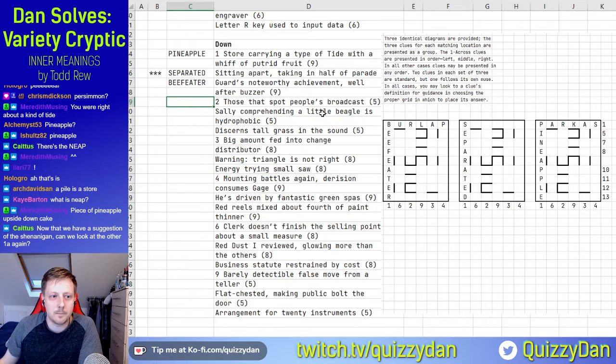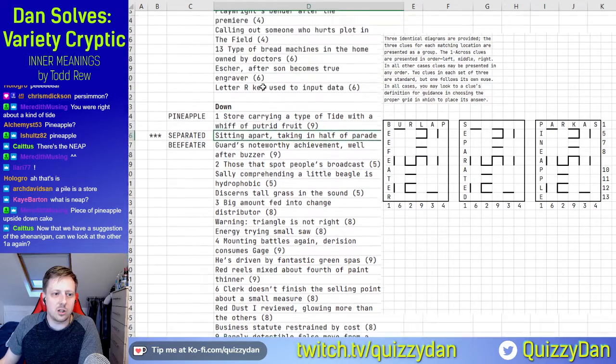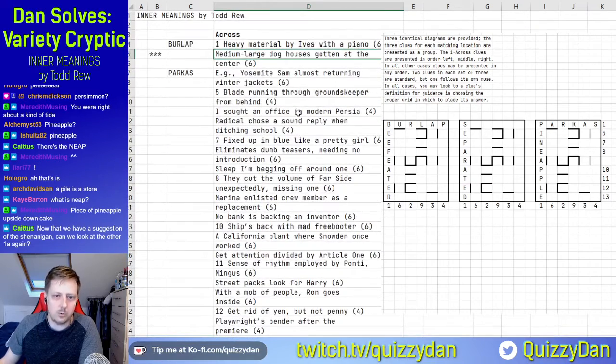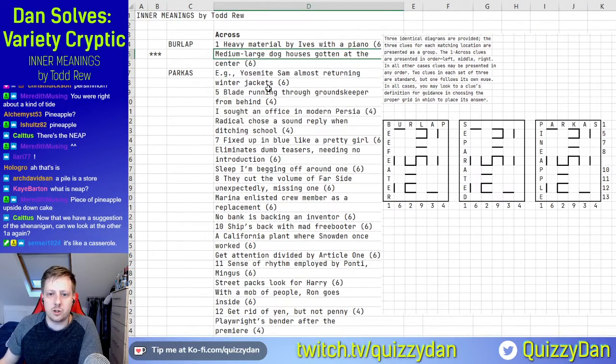Very much enjoyed that. Now that we have a suggestion of the shenanigan, can we look at the other 1A again? Well, I don't really know. Do you think it's something to do with that you've got to just rearrange the words in the clue? I'll show you one again. Medium large dog houses gotten at centre.